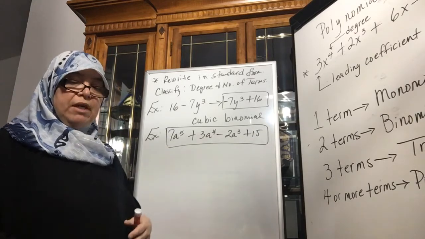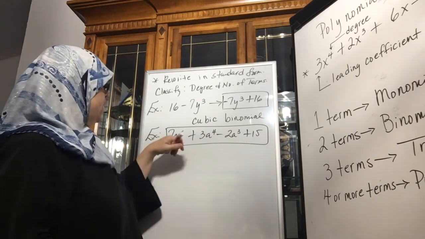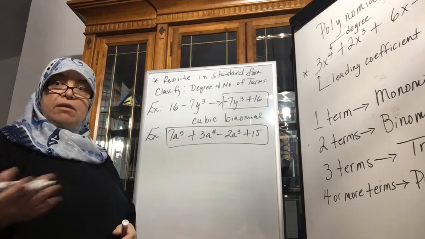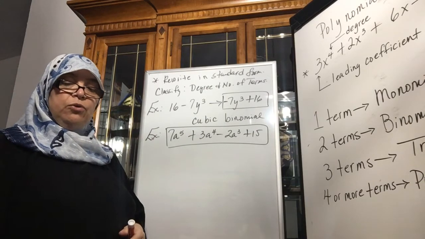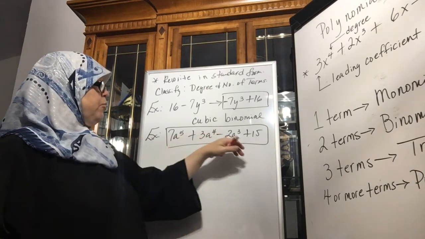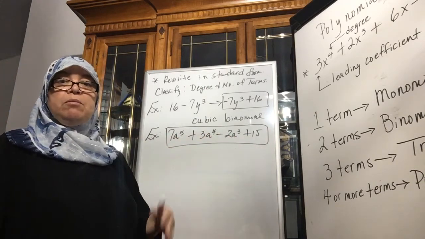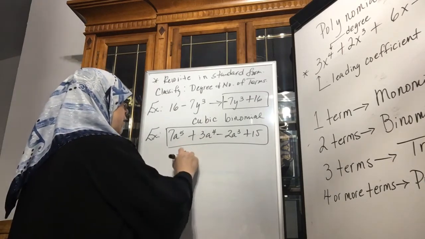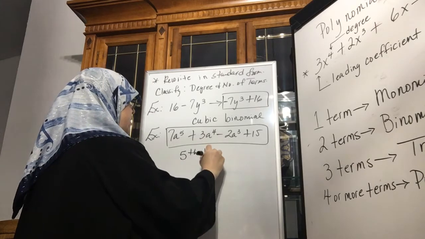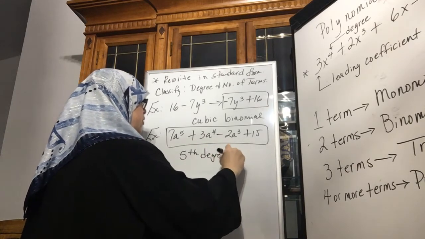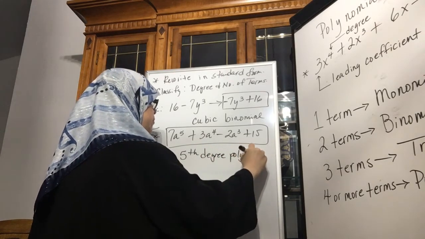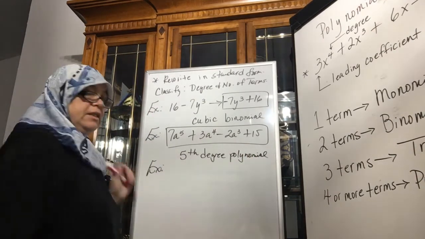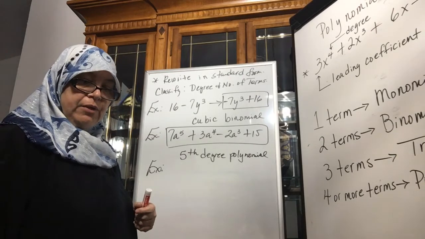It's already simplified. And then what's the degree here? The highest degree, which is in the leading term, is the 5th power, right? So how many terms do I have? 1, 2, 3, 4. Remember that we said the minute you have 4 or more, it's called a polynomial. So this is going to be called a 5th degree polynomial. Okay, it's that easy. Now here we go with the next one.